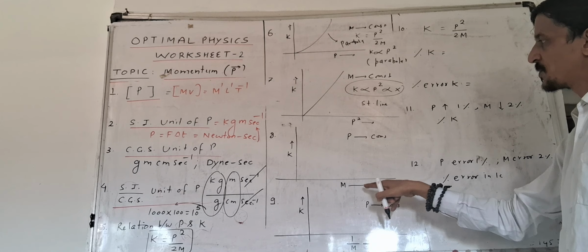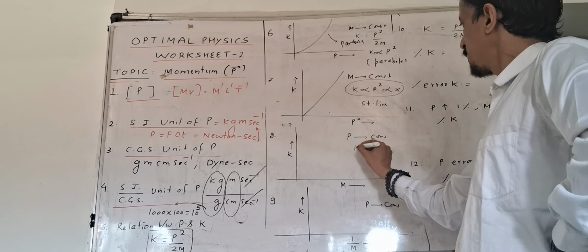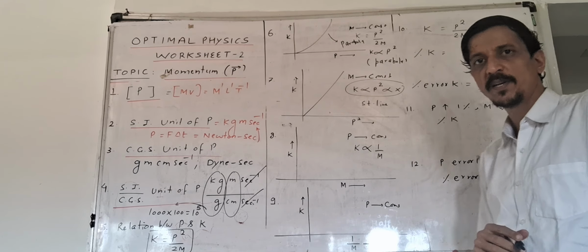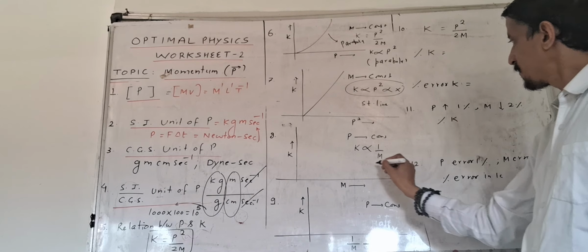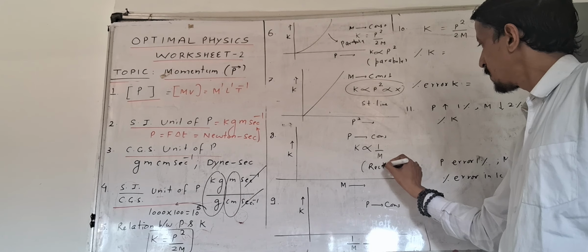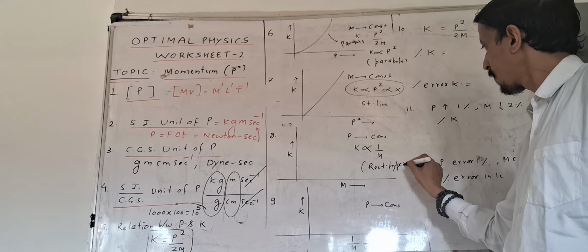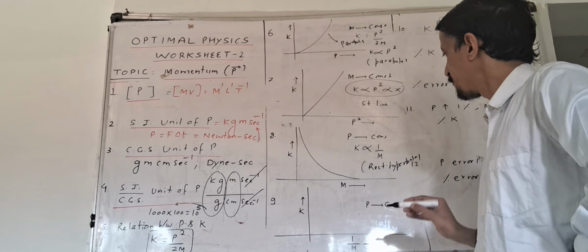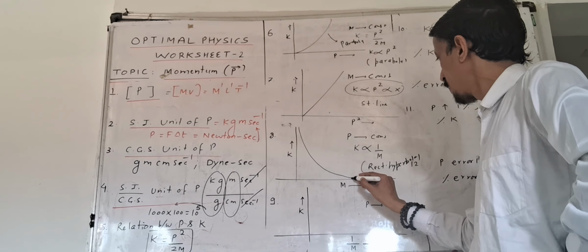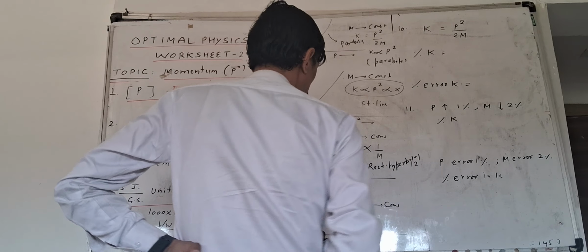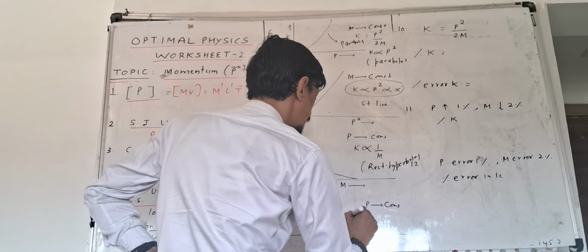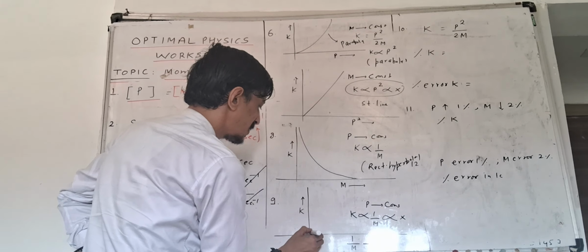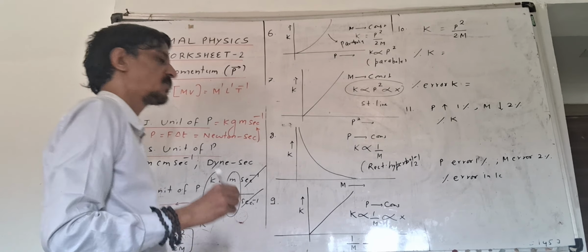Now, if momentum is constant, the graph between K and m: we can say that K is proportional to 1 by m as momentum is constant over here. So the graph will be a rectangular hyperbola. It will be a graph like this. Next is the graph between K and 1 by m. K is proportional to 1 by m, and I take 1 by m as x. So K is proportional to x, so the graph here will be a straight line.